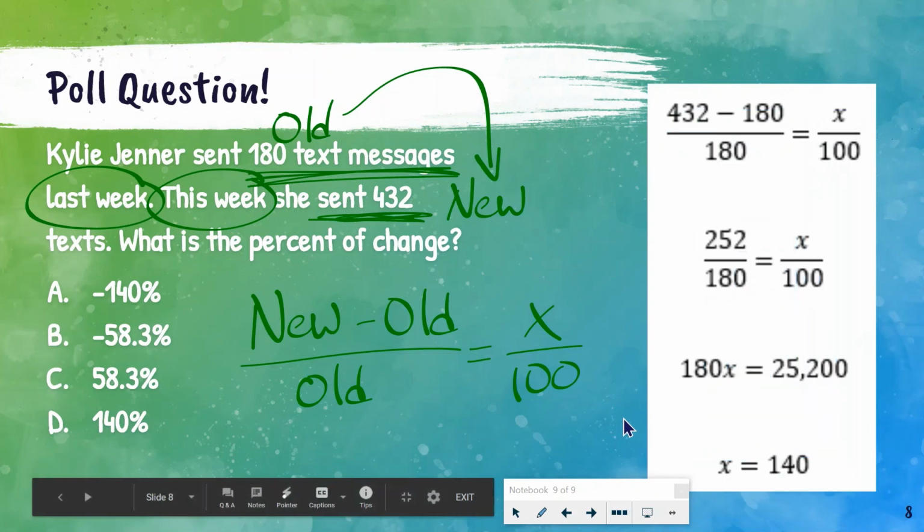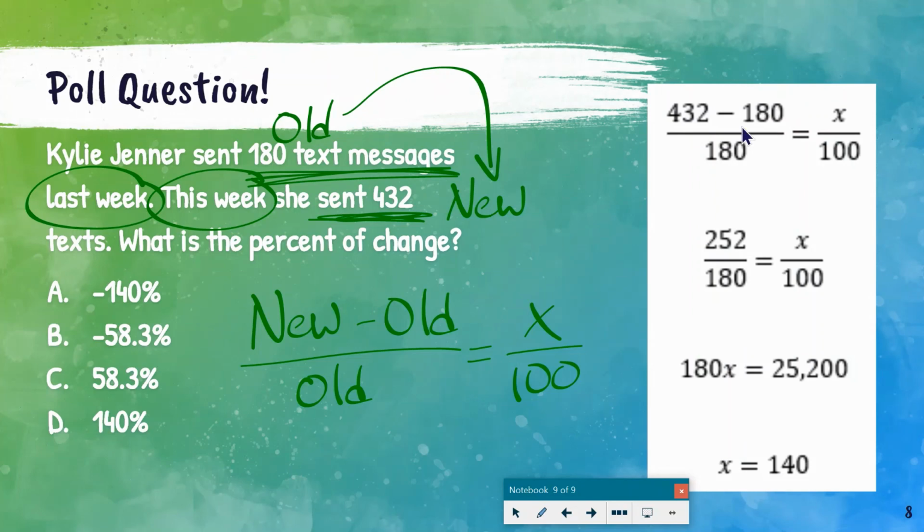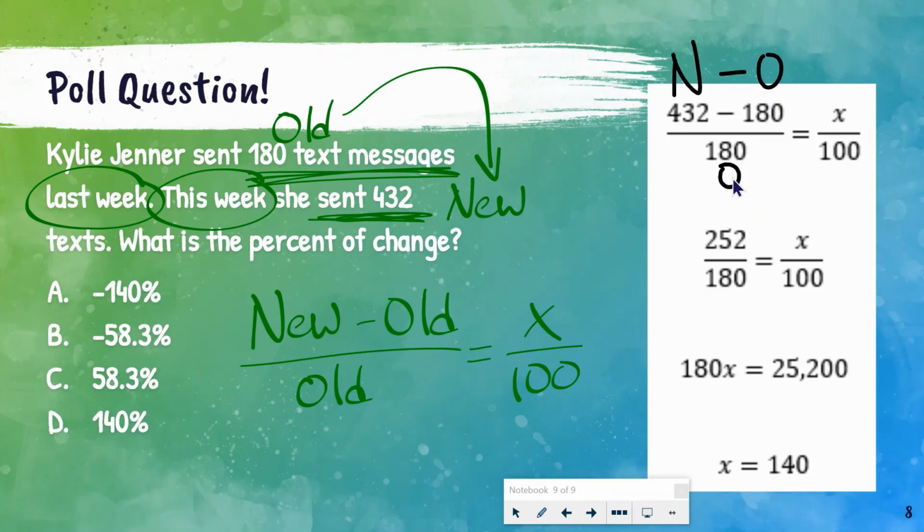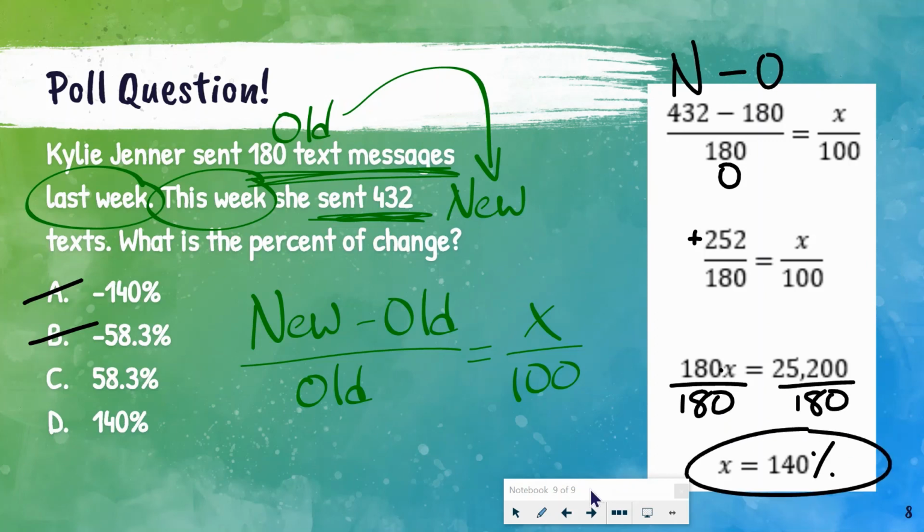So once we plug those numbers in, we subtract on top first: 432 minus 180, that's the new minus the old, divided by the old. So that gives us 252. So we can already see that that is a positive number. It will be a positive, a percent of increase. Then we cross multiply to get 25,200 equals 180 times x. And our last step is to divide by that 180. So our x, or our percent of change, is 140%.